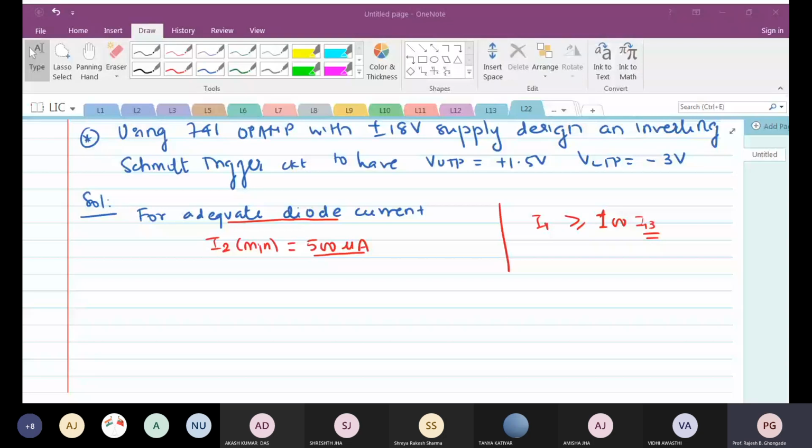Okay. Let us continue. So we have selected I2 as 500 microamperes to make sure that the diode really turns on, so that sufficient current is flowing through the diode.